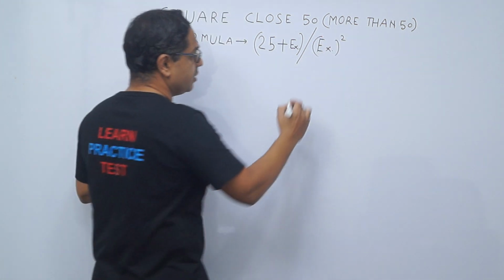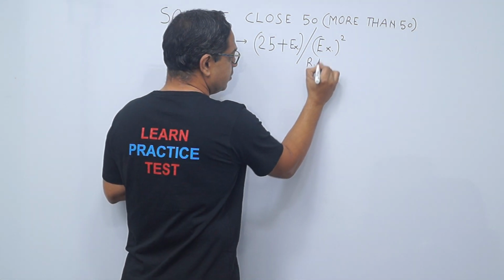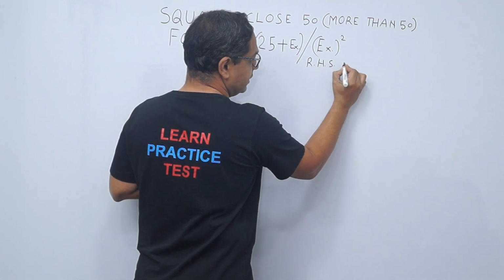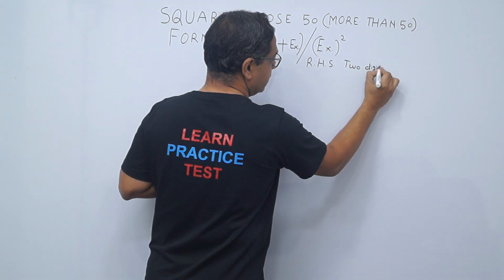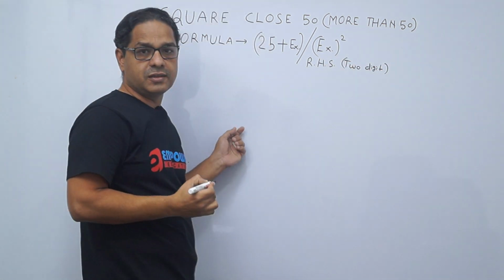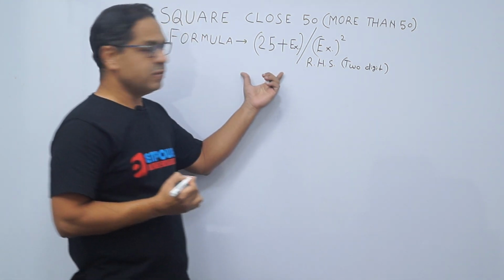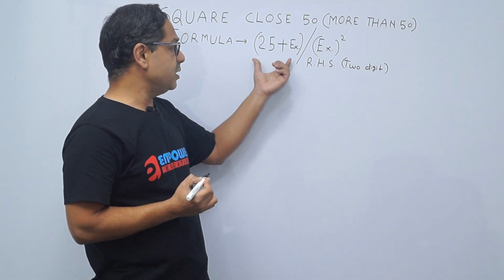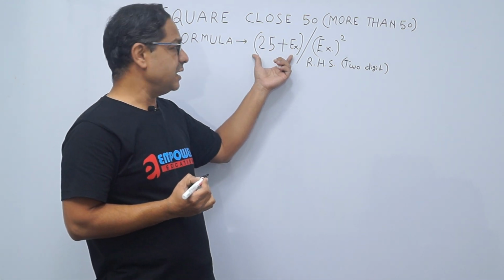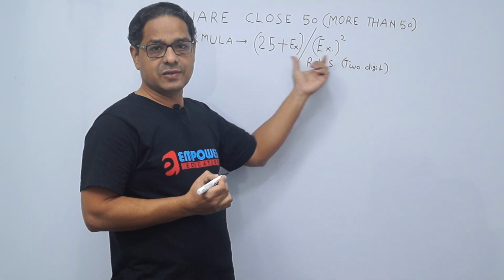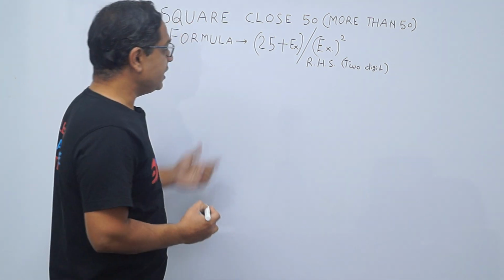Excess square. An important condition to take care of here is that the right hand side must have 2 digits only. If we have only 1 digit, we put a 0 before the single digit. If we have 3 digits, we can take 1 digit as carryover. Clear? I'll just reread the formula. On the left hand side of the slash, we write 25 plus excess, and on the right hand side, we write excess square. Excess means how much a number is greater than 50. So let me give the example.